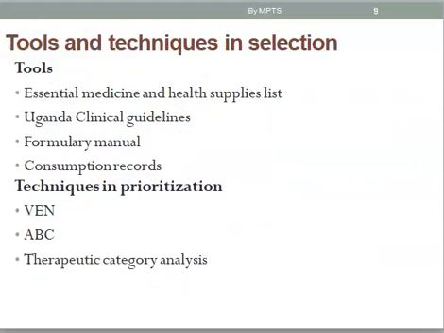Which tools are used in drug selection? As mentioned above, the HMLSU list, the UCG, the formulary, but the common one which you have to use has to be based on your consumption records, because if you are consuming a product more, you should select it more often. Now, which tools are used in prioritization? All of us know the VEN, ABC, and therapeutic category analysis.